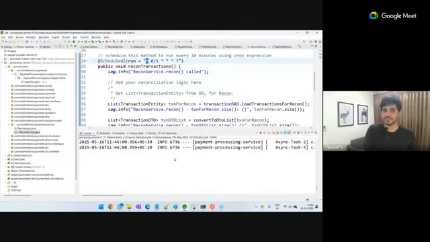Next, the fourth time recon is going to happen again at 11:47. Recon is an infinite process. Now the same transactions should not be picked again.